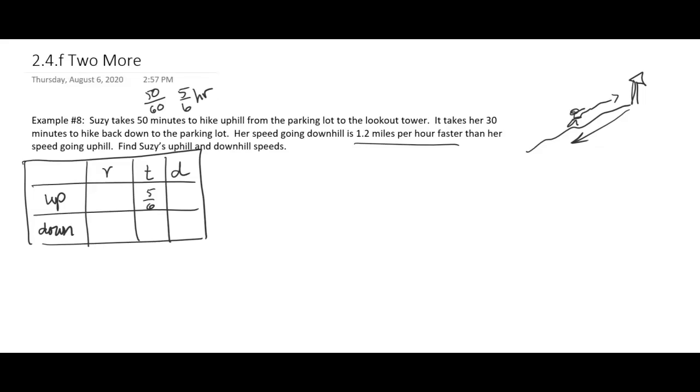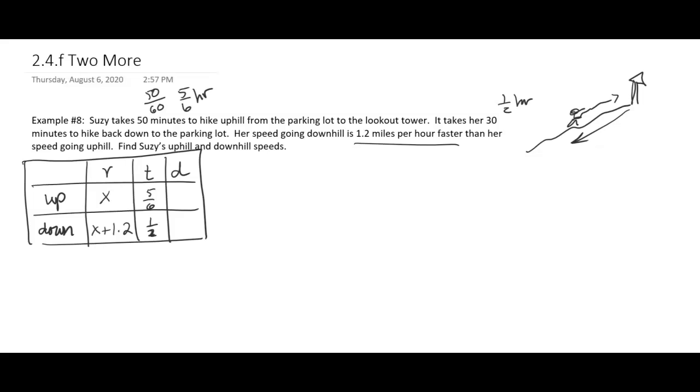Okay? It takes her 30 minutes. That's a little bit easier to do. So 30 minutes to hike back down, or half an hour, right? Half an hour is 30 minutes. So it takes her a half hour to go back down. She's faster going down because it's downhill. Her speed going downhill is 1.2 miles per hour faster. So if I make her speed going uphill x, then her rate going downhill is going to be x plus 1.2. Now I've got decimals and I've got fractions, and goodness sakes. Find Susie's uphill and downhill speeds.